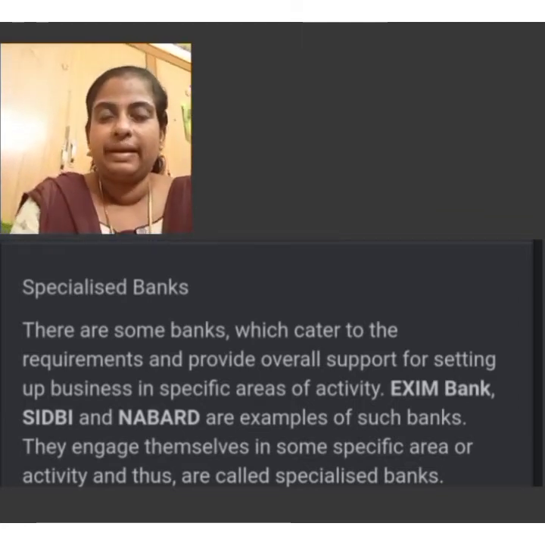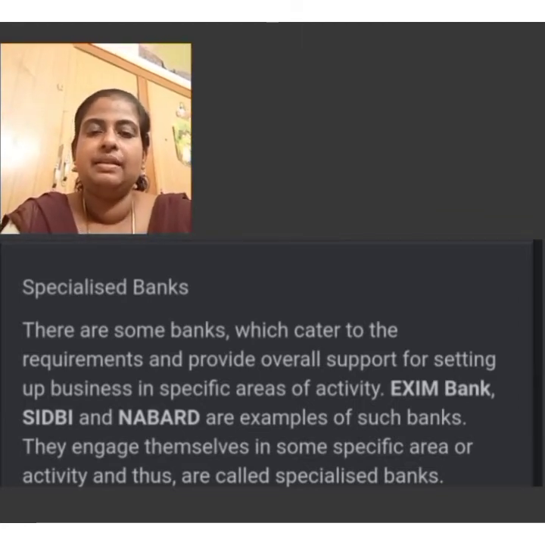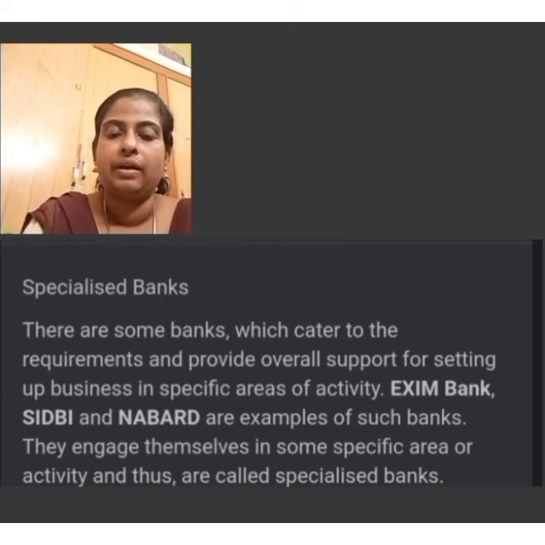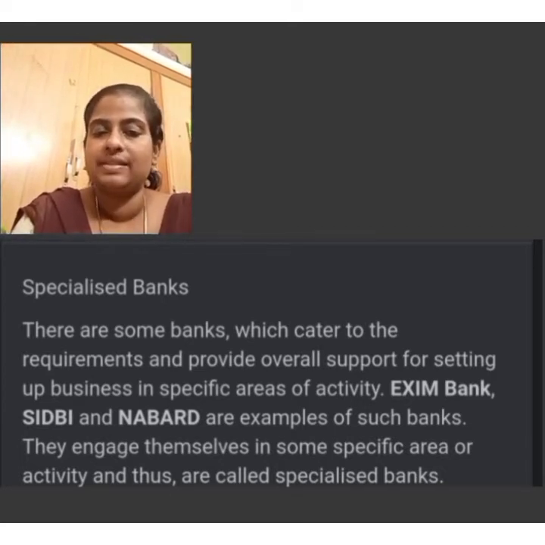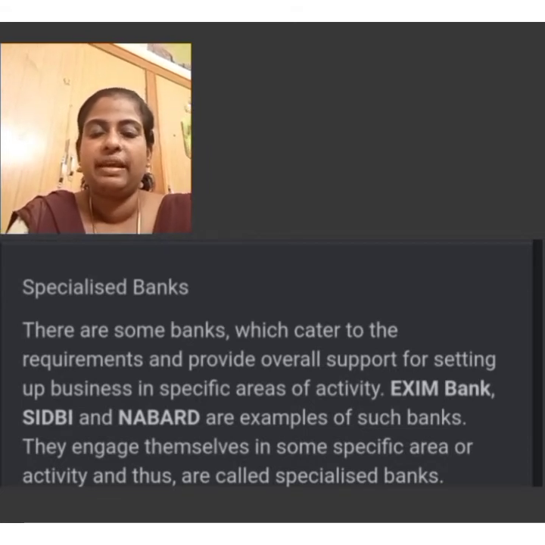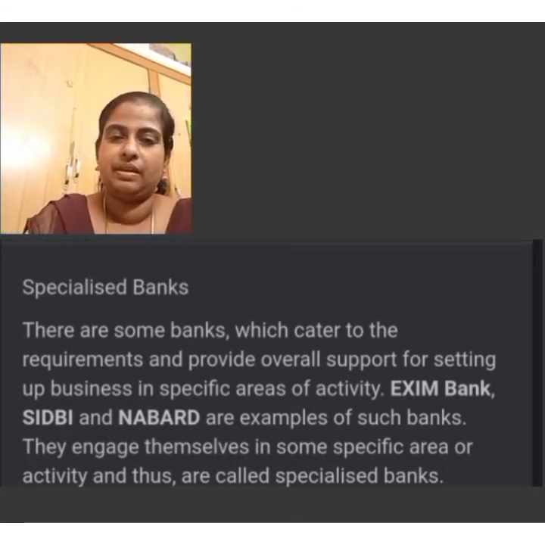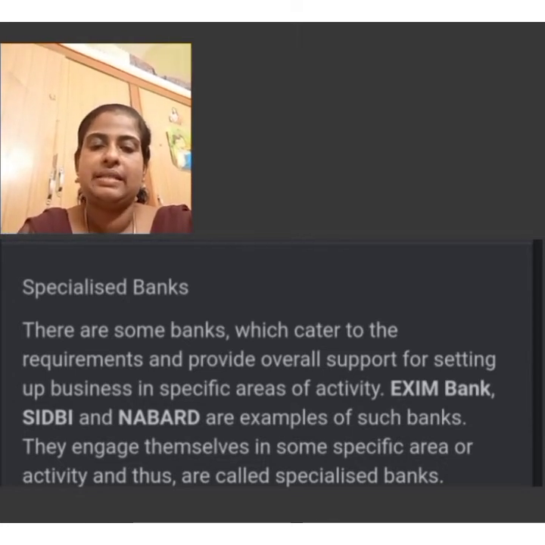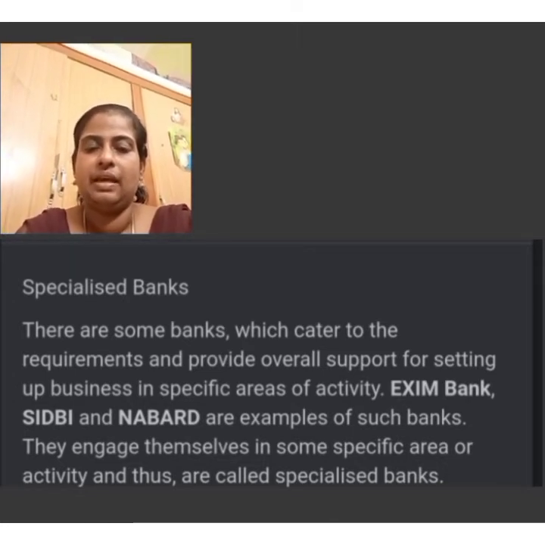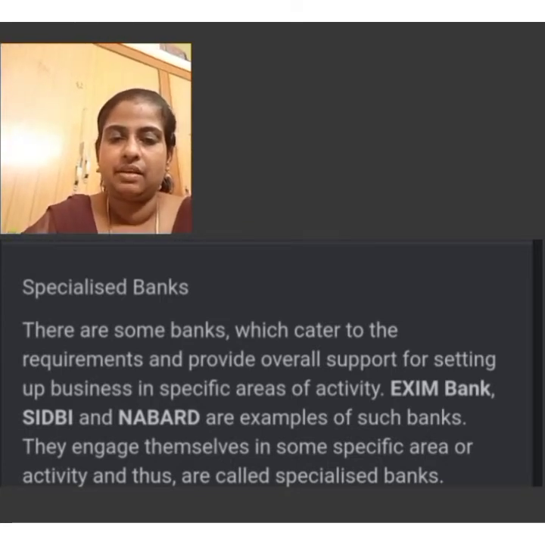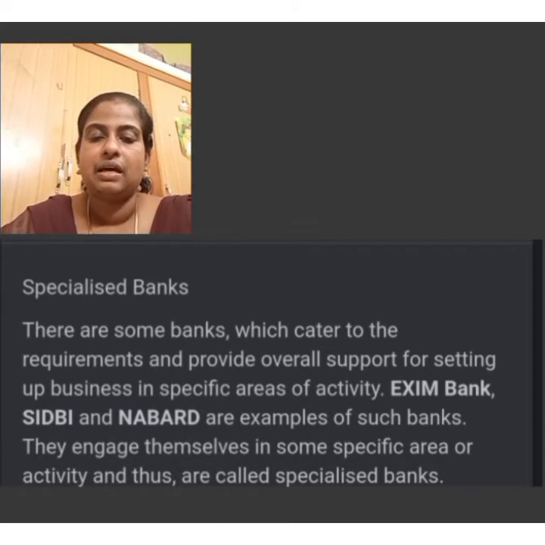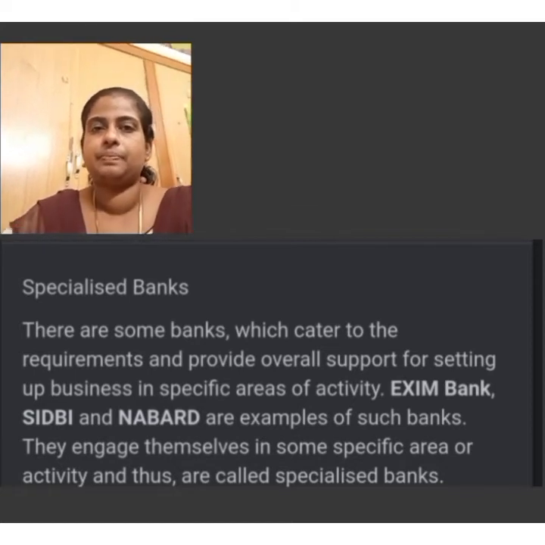Another type of bank is specialized banks. These are banks which cater to the requirements and provide overall support for setting up business in specific areas of activity. Exim Bank, SIDBI, and NABARD are examples of such banks. They engage themselves in some specific areas or activity and thus are called specialized banks.